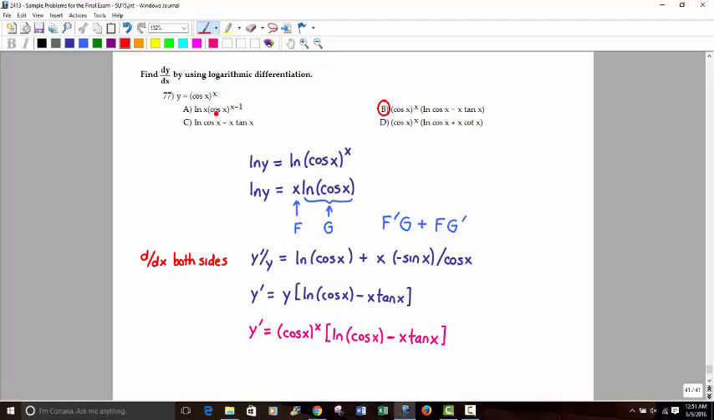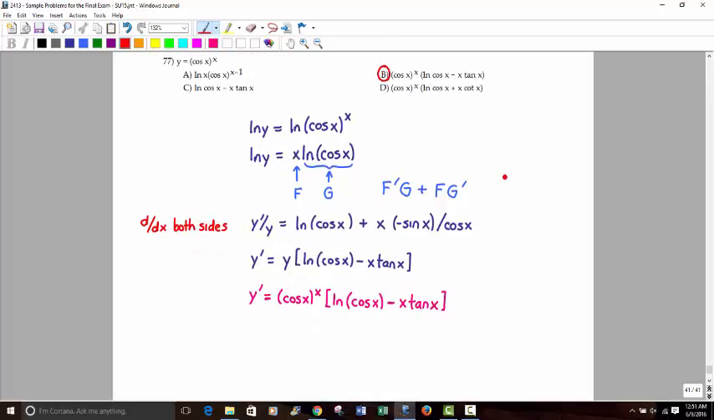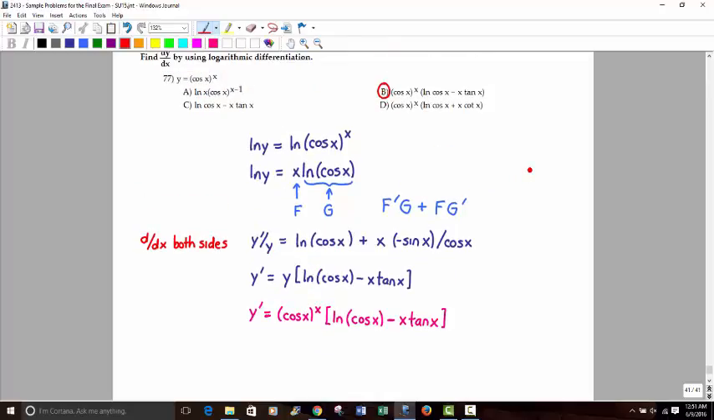So that kind of rules out answers A and C. They don't make any sense, but you see that B and D both have that cos of x to the x in there. So they have a chance of being right. But only answer B is right, because of the ln of cos of x minus x tan of x, and then with the cos of x raised to the x in front. And that is the last problem.